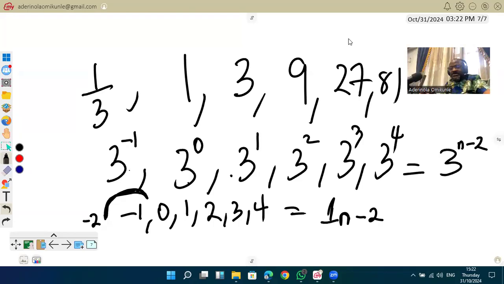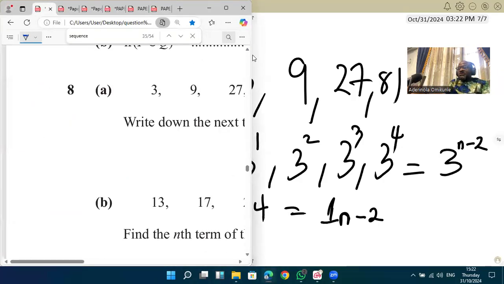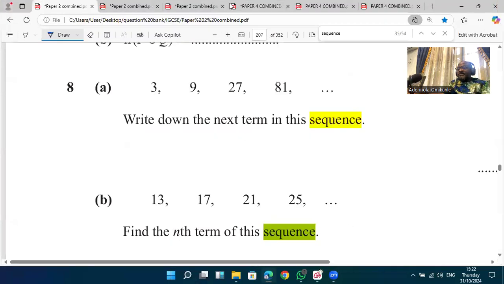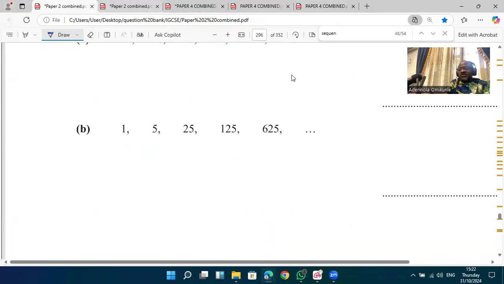So let's look at some exam style questions quickly. So let's start with this. You have 3, 9, 27, 81. We are asked to find the next term. Please hit the pause button, try it out, and then hit the play button later. Okay, so this is 243 since you're multiplying by 3. But I'm interested in the nth term. So let's assume the question asked us to get the nth term. So what do we do? I think we've done this already. Yeah, we've done this. So let's just go to the next question.